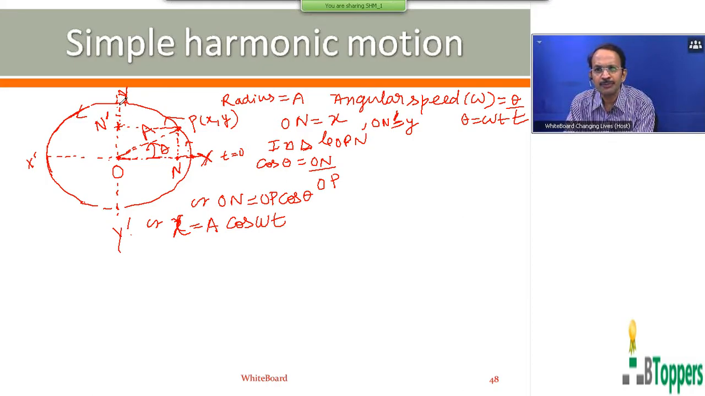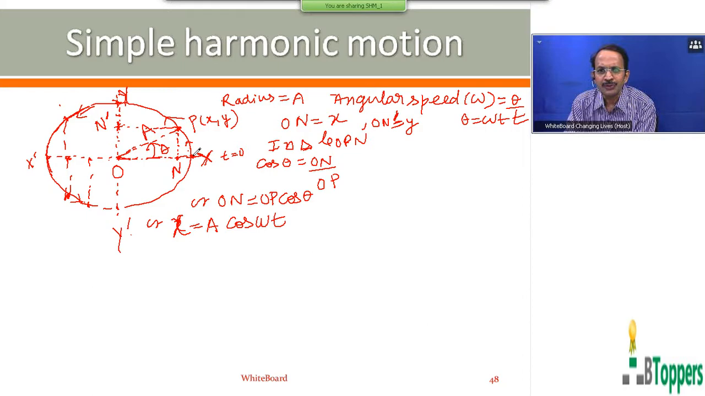When the particle moving in the circular path comes to the point Y, one of the ends of the other diameter Y dash Y, the projection of the particle comes to O. When the particle moves from Y to X dash, the projection of the particle on the diameter X dash OX moves from O to X dash. The particle moving in the circular path is here, and the projection of the particle will be here. When it comes to this point, the projection will be here, and when it comes to this point, the projection on the diameter will be here.